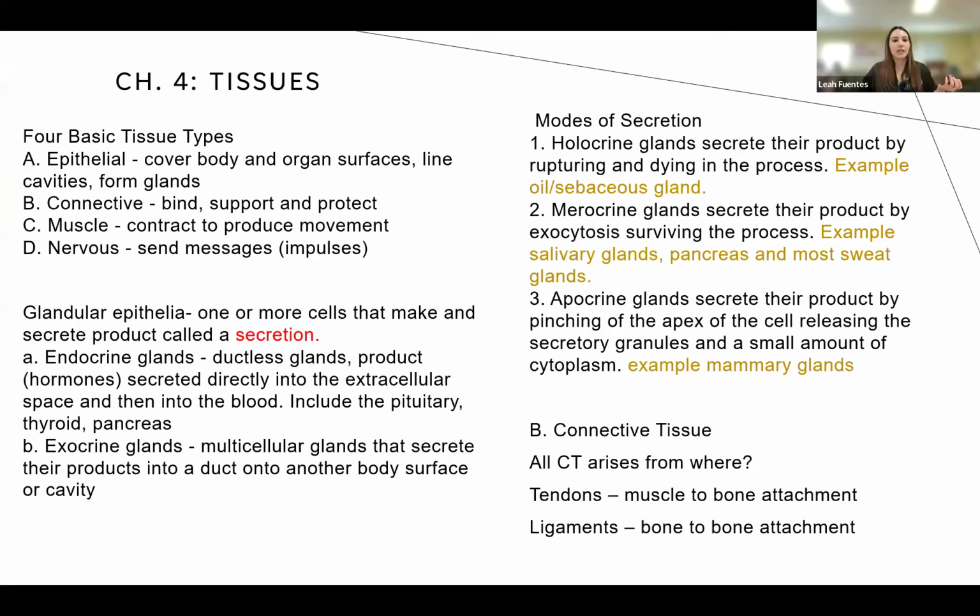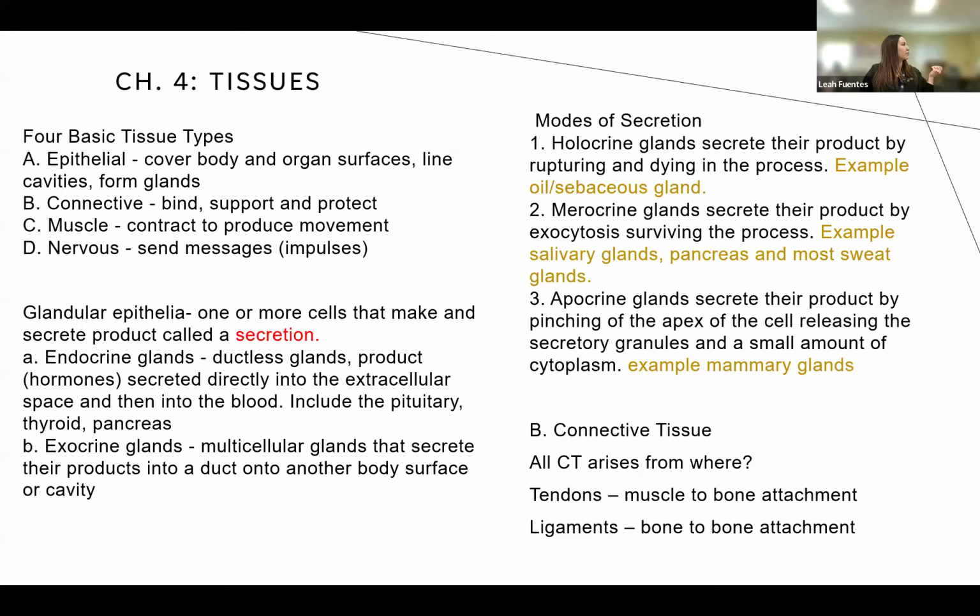Epithelial, we find these covering the body in different organ surfaces. These line cavities and form glands, which we will talk about in a little bit. Connective and epithelial are the 2 more complicated ones. Connective's function is to bind, support, and protect. Muscle tissue contracts to produce movement. And then nervous tissue sends messages or impulses to the rest of your body.